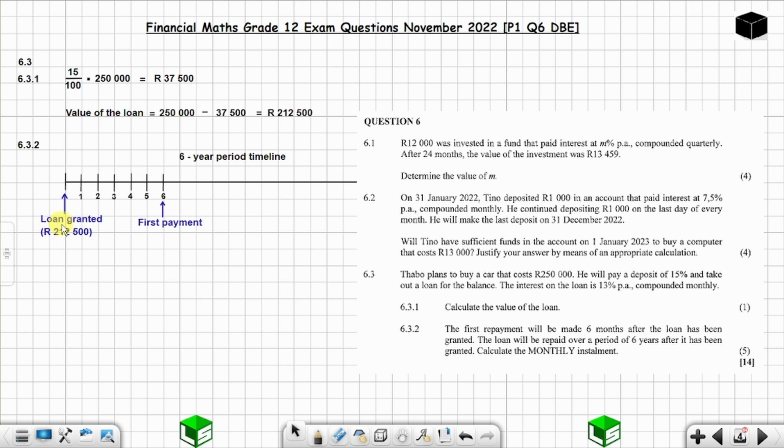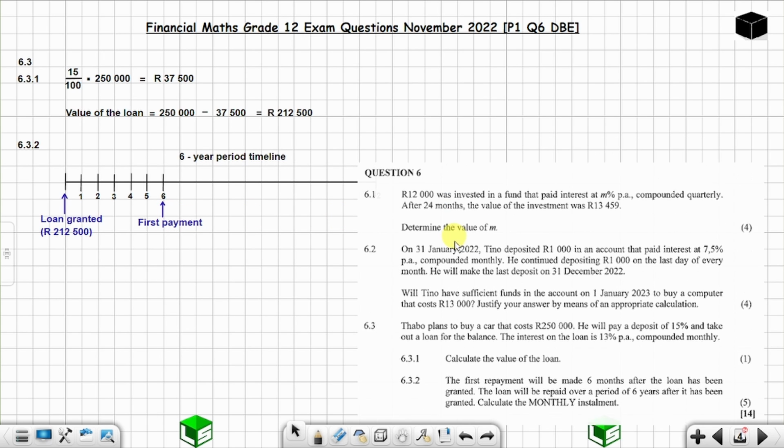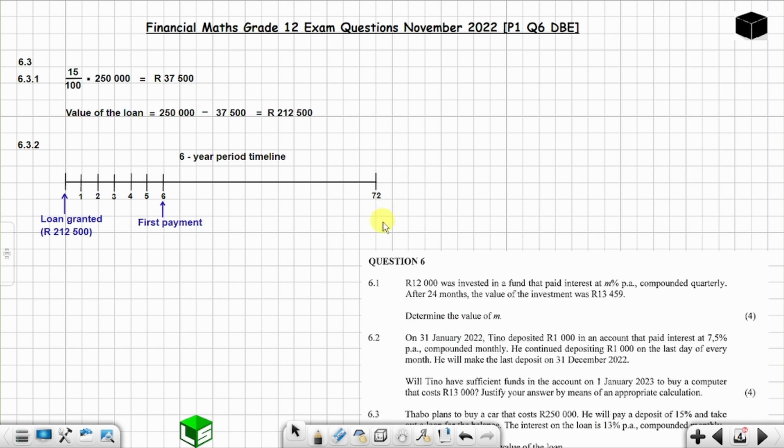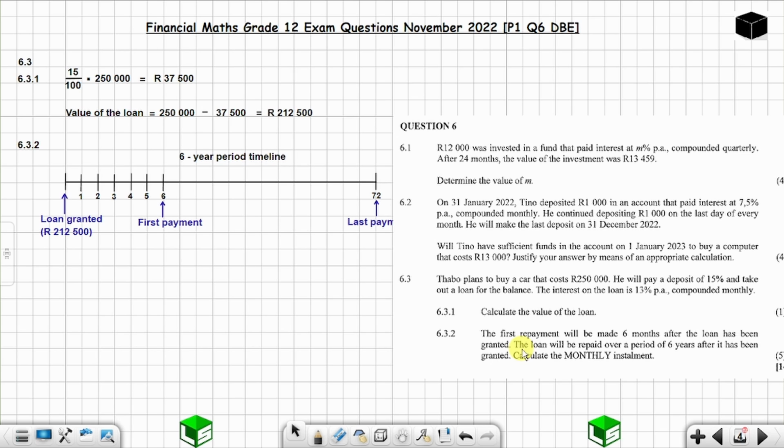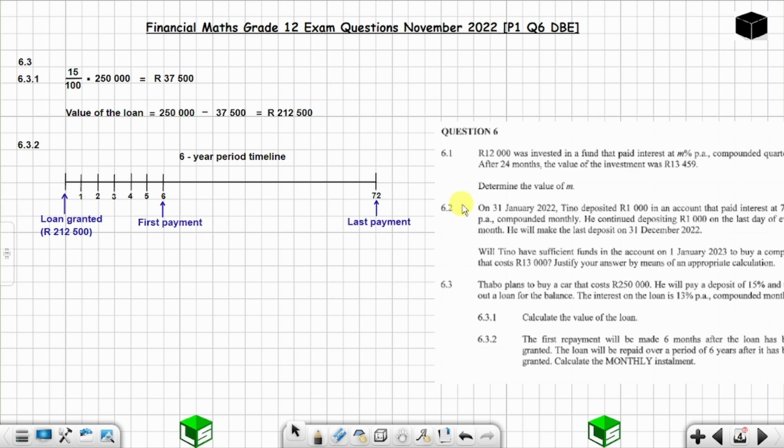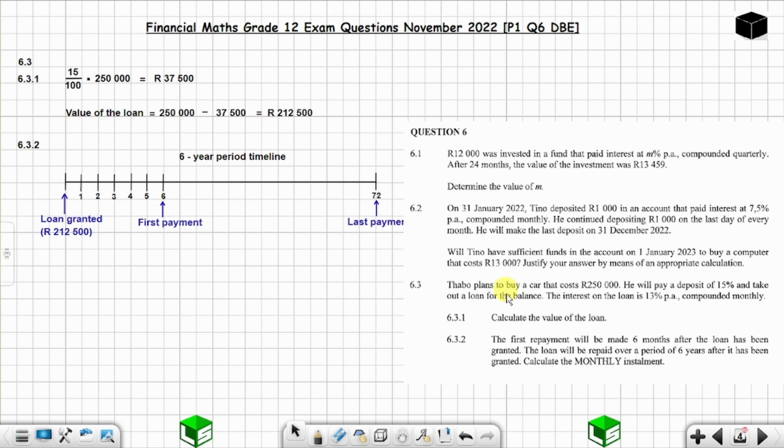Normally, when a loan is granted, the first payment is made after 1 month. That is the normal way. So the last payment is made at the end of 6 years, because you are told the loan will be repaid over a period of 6 years. This is what you have when you read: at the end of 6 years, you have the last payment.